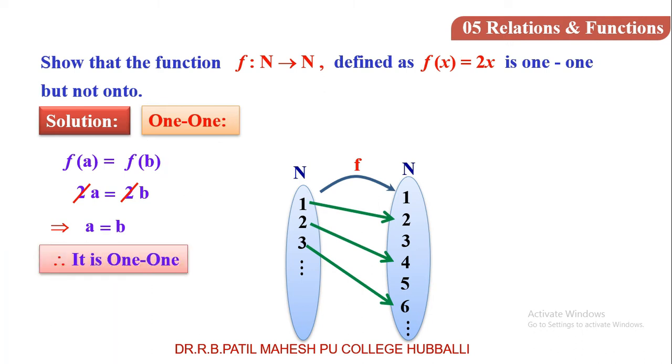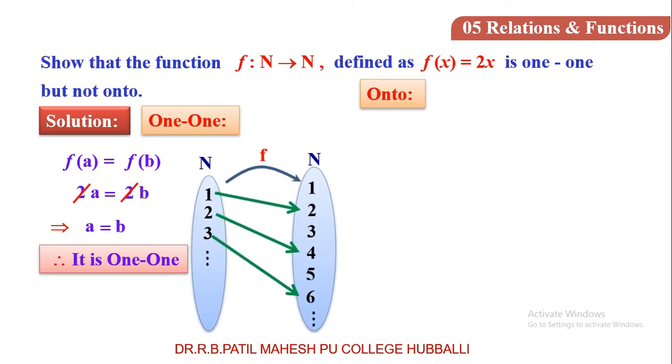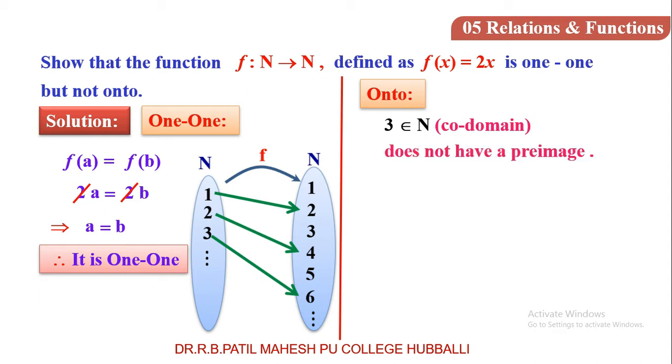Next we'll go to the onto. Take any definition of onto. Here the element 3 belonging to the set of natural numbers, that is the codomain, does not have a pre-image. You can see the arrow diagram.